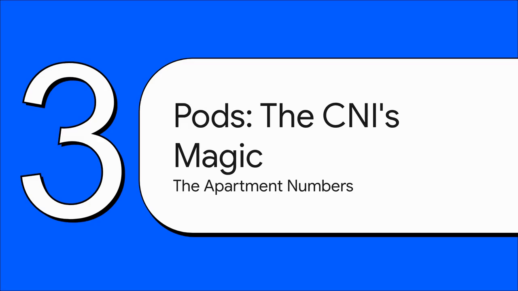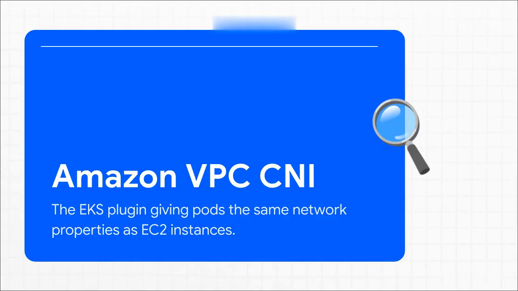Now for the really interesting part, the apartments inside those buildings, the pods. This is where the real magic happens, all thanks to a little component called the CNI. It's basically the system that assigns every single apartment number. And the star of our show is the Amazon VPC CNI. CNI stands for Container Network Interface. This thing is a special plugin made just for EKS, and its whole job is to bridge the world of Kubernetes networking with the world of AWS VPC networking. Its goal? To make a pod act from a network point of view exactly like any other EC2 instance in your VPC.